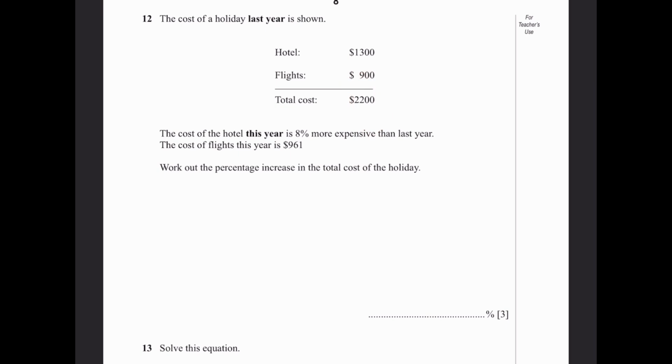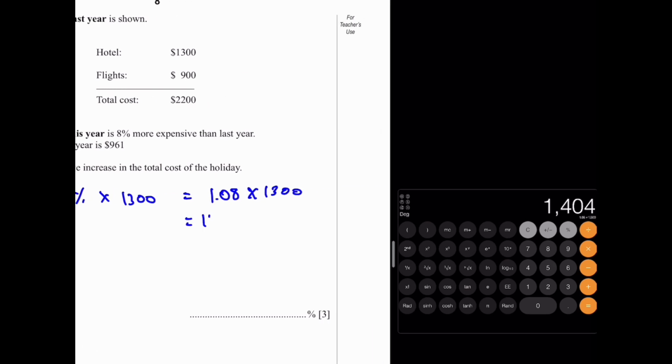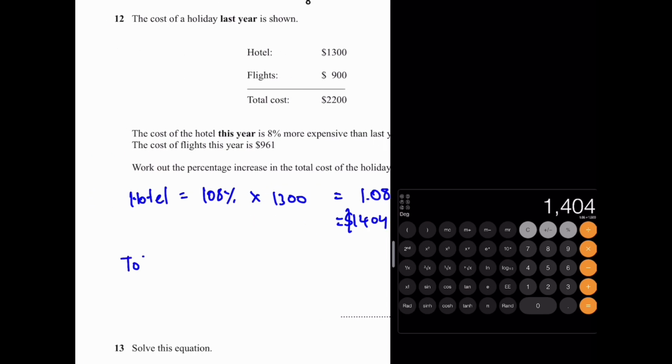This year, the cost of flights is $961, and now hotel equals 108% multiplied by 1,300, which is equal to 1.08 into 1,300. And now let's find out what that is using our handy calculator, which gives us $1,404. Now total is equal to 961 plus 1,404, which is equal to $2,365.